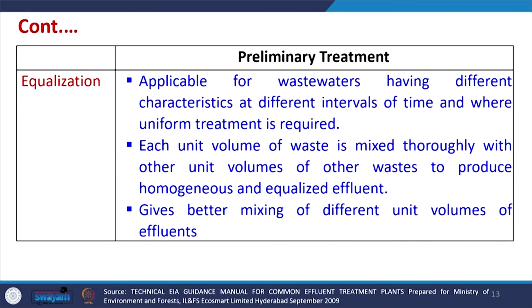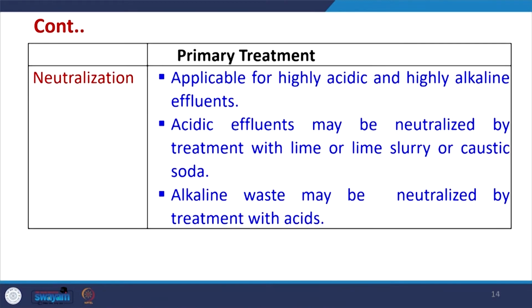So, this is used for wastewater which has different characteristics at different intervals of time, whereas we require a uniform treatment, because uniform treatment will give higher treatment efficiency. Through an equalization basin, these fluctuations with respect to composition and flow can both be avoided. Each unit volume of waste is mixed thoroughly with the other unit volumes of waste to produce a homogeneous and equalized effluent, and that is treated further. So, this is done in the equalization basin.